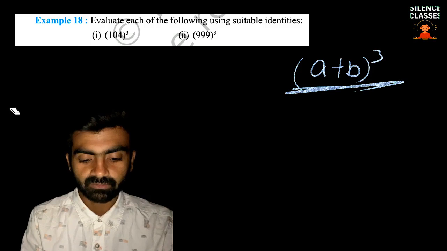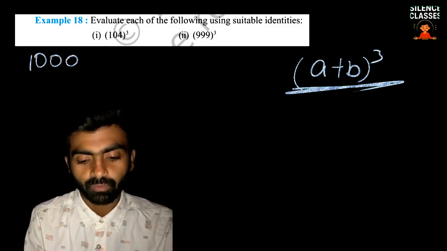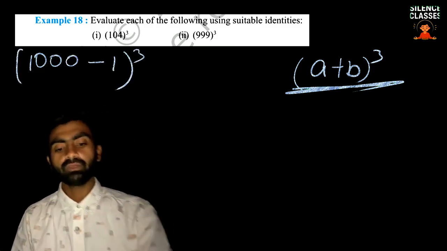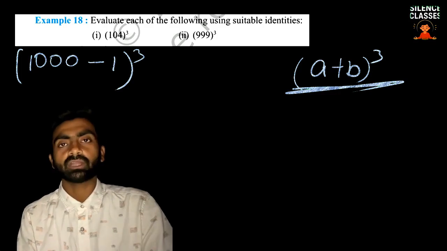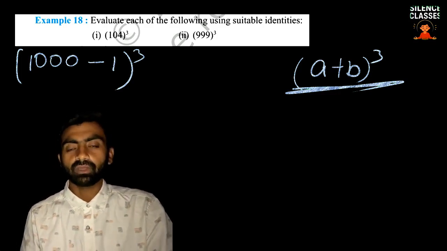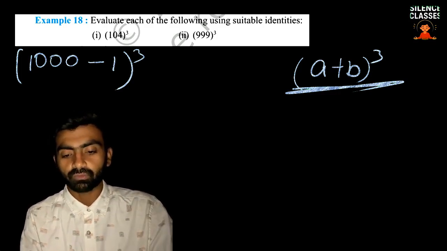Now the next part is 999 whole cube, which we can write in the form of 1000 minus 1 whole cube. We make it in the form of 1000 minus 1, so it will become very easy to calculate. Once you add the numbers, it will become very easy. That's why I have written 1000 minus 1.